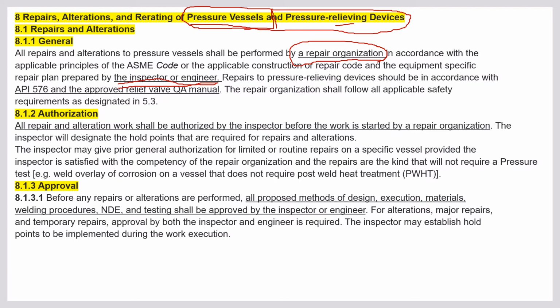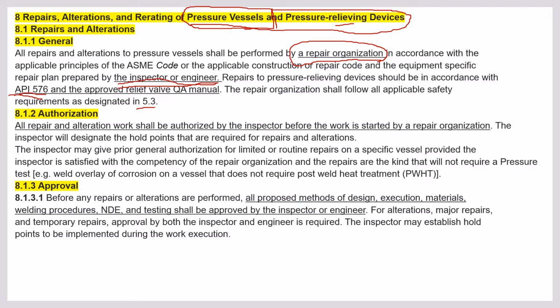That question, I see from the last 4-5 years, is always repeating. Okay. So, repair of PRB as per API 576, we have to follow. API 576 is for PRB. The repair organization shall follow all applicable safety requirements as per 5.3. 5.3 we have already read. In 5.3, chapter 5 is what? Inspection, examination, and pressure testing practices.